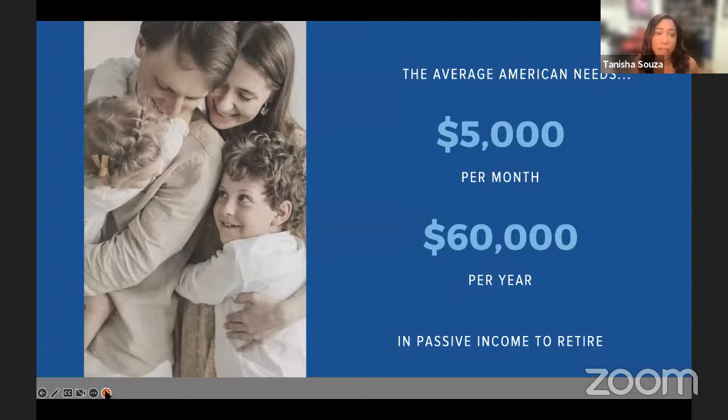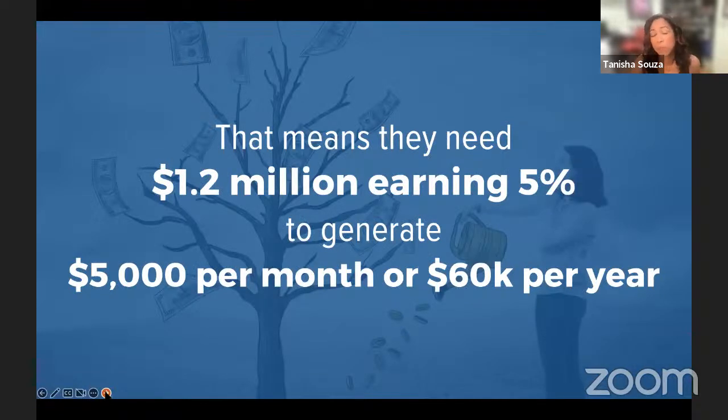But that's what the average family across the United States, when you average everything out, would need. That means they need $1.2 million in some investment earning 5% in order to live on $5,000 per month or $60,000 per year. So, if you need more and you're thinking Social Security will supplement that, okay, that's one thing. But wouldn't it just be easier to create passive income instead?